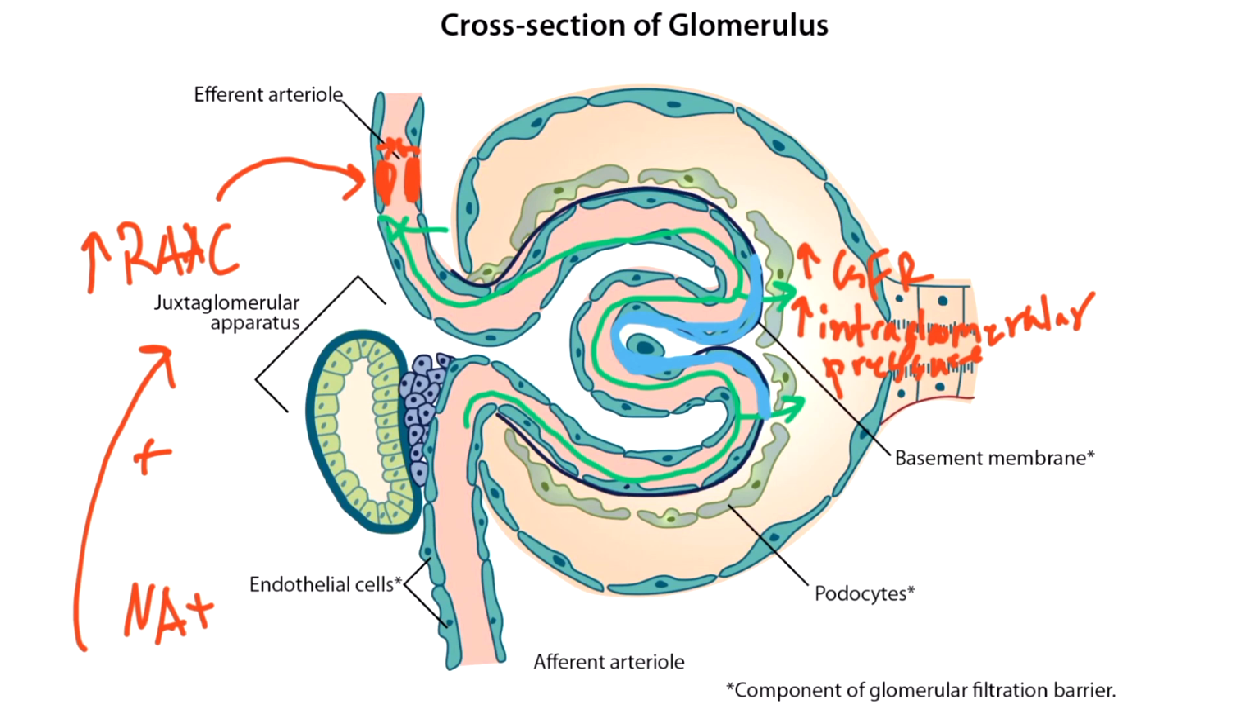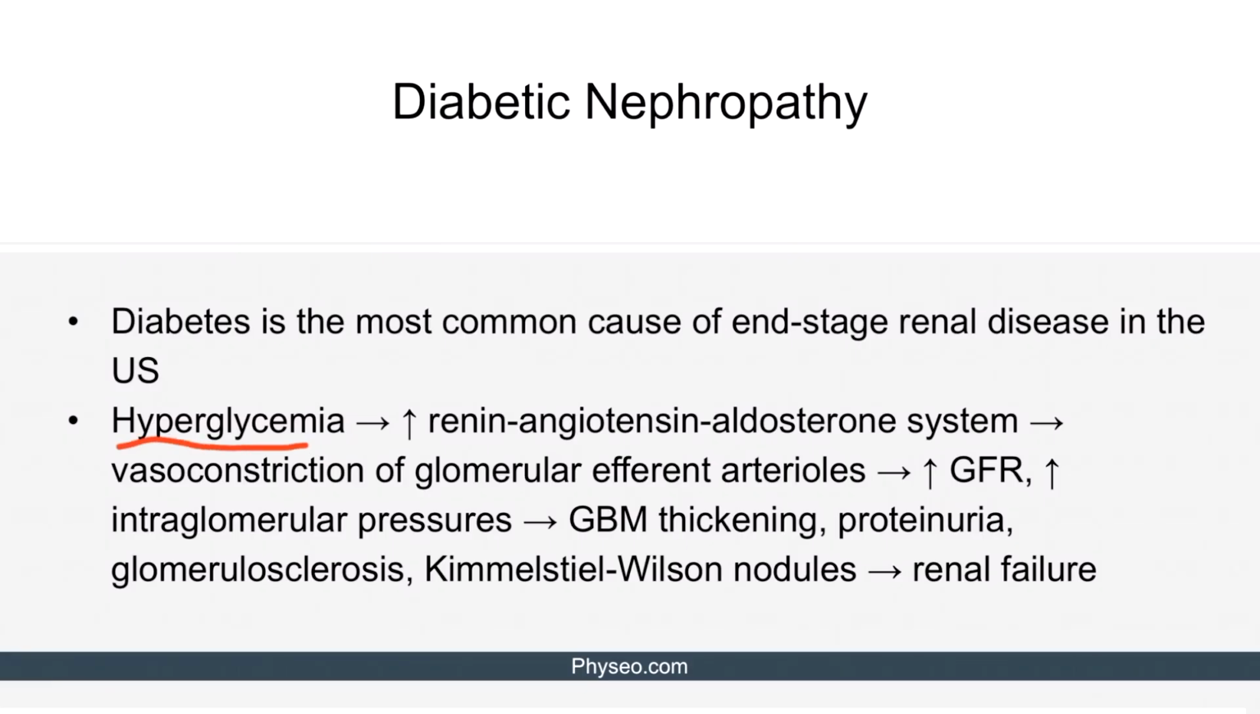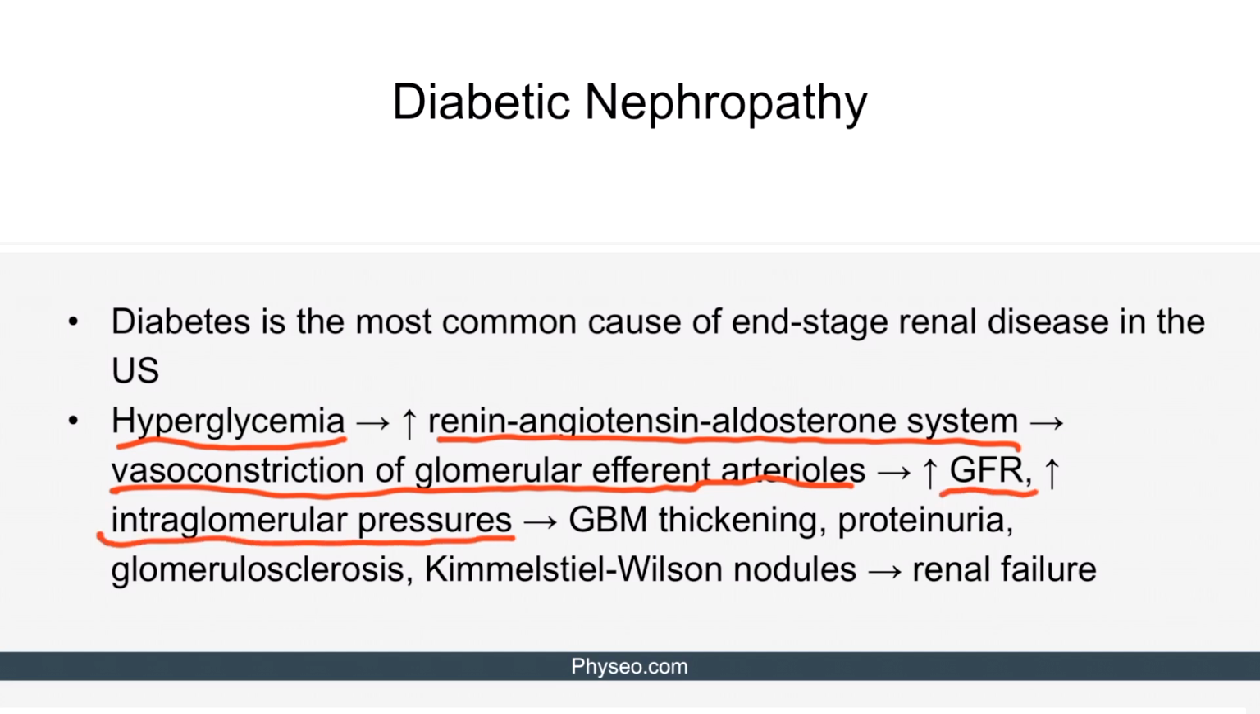Okay, so let's come back to this. Hyperglycemia stimulates the renin-angiotensin-aldosterone system, which causes vasoconstriction of the efferent arterioles, which leads to increased GFR. And that perpetually high intraglomerular pressure leads to damage, particularly of the glomerular basement membrane. Eventually that leads to proteinuria, progressive glomerulosclerosis, and Kimmelstiel-Wilson nodules. These Kimmelstiel-Wilson nodules are nodular hyaline deposits within the glomerulus, and they're pathognomonic for diabetic nephropathy. So if you see these, then you know that the cause of the renal damage is diabetes.